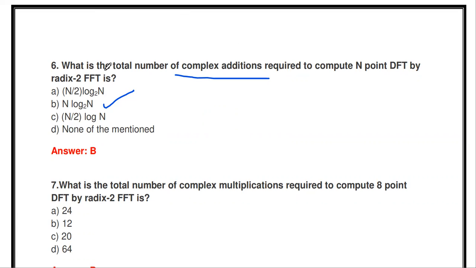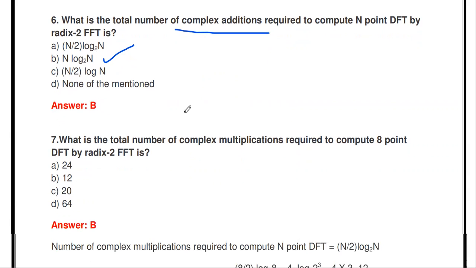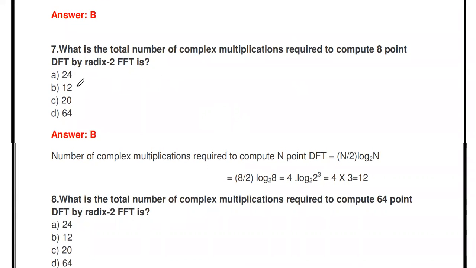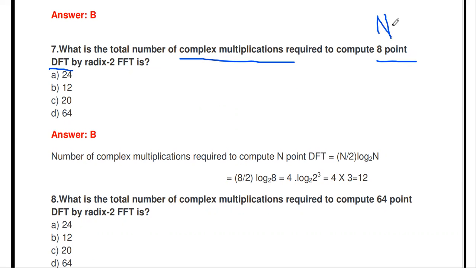That is n into log n. Number of multiplications is n by 2 log n; here it is n into log n. Okay, these are all very important formulas. Using that formula, we may get a 2 mark question also. So here you see: what is the total number of complex multiplications required to compute an 8-point DFT? Here the capital N value is given as 8, so we have to compute the complex multiplications.